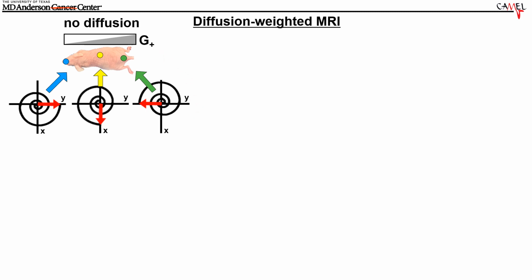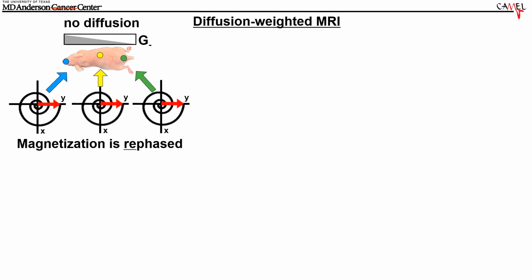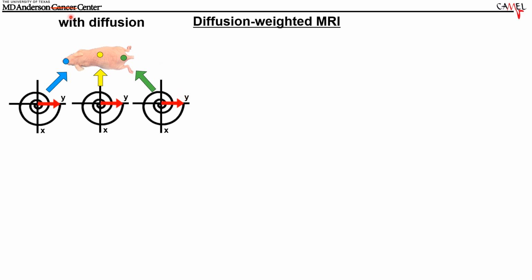What happens if we reverse the gradient? Well, no surprise, everything is rephased. We've undone the initial gradient by applying a reverse gradient. Now, if we go ahead and collect our MRI image like normal, everything will look the same as if we never even did this. Turn on the gradient and then do a reverse gradient, right? Everything will look normal. Now let's do this experiment with diffusion.